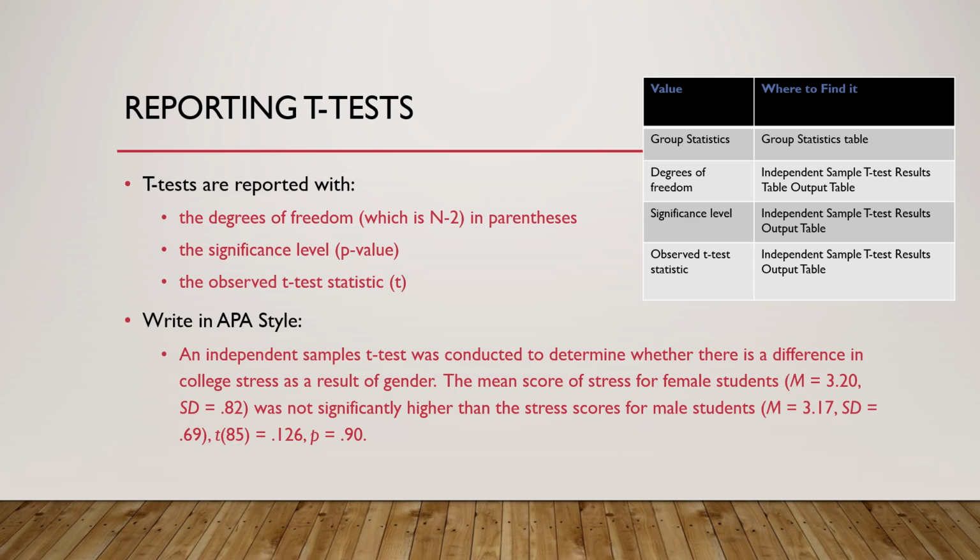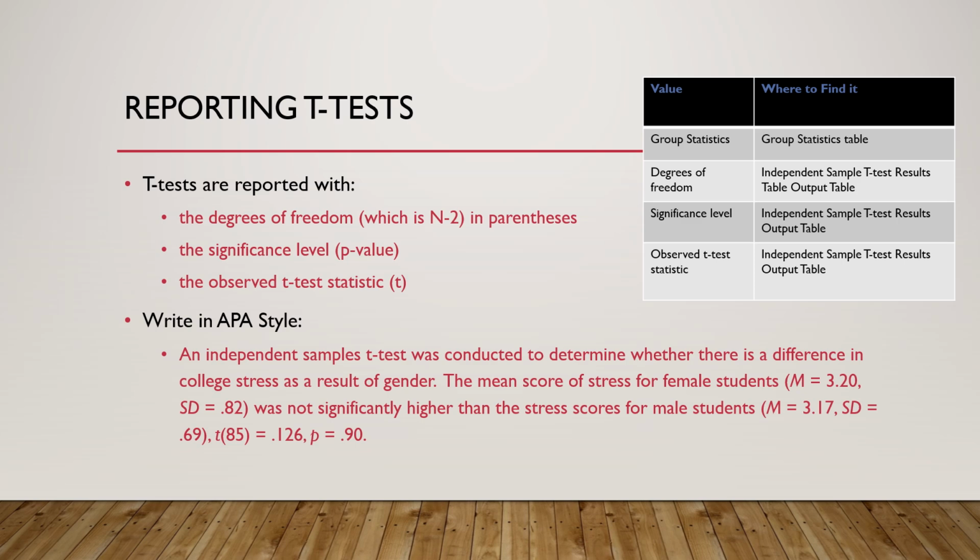And then when you put them in APA style, you need to start by describing what test you ran and why, and then you need to include all of those pieces of information. So as an example, I would write, an independent samples t-test was conducted to determine whether there is a difference in college stress as a result of gender. You see how I've clearly described my independent variable and my dependent variable there.